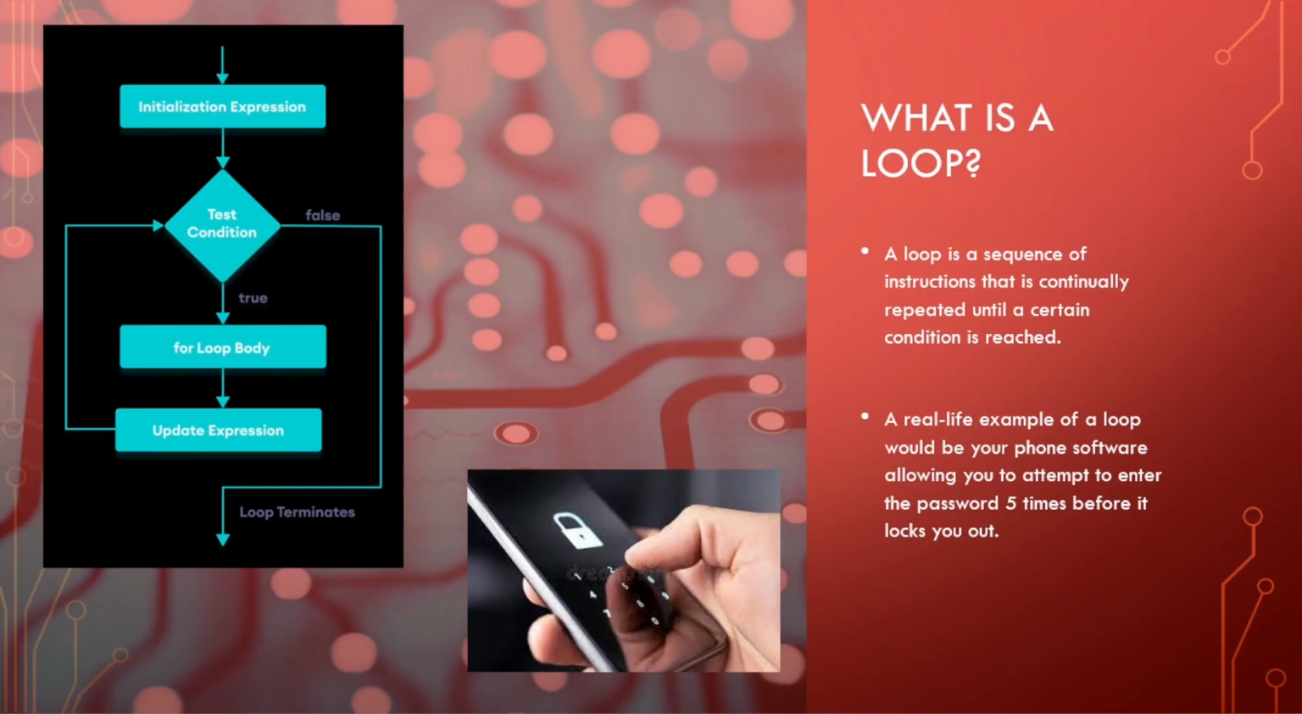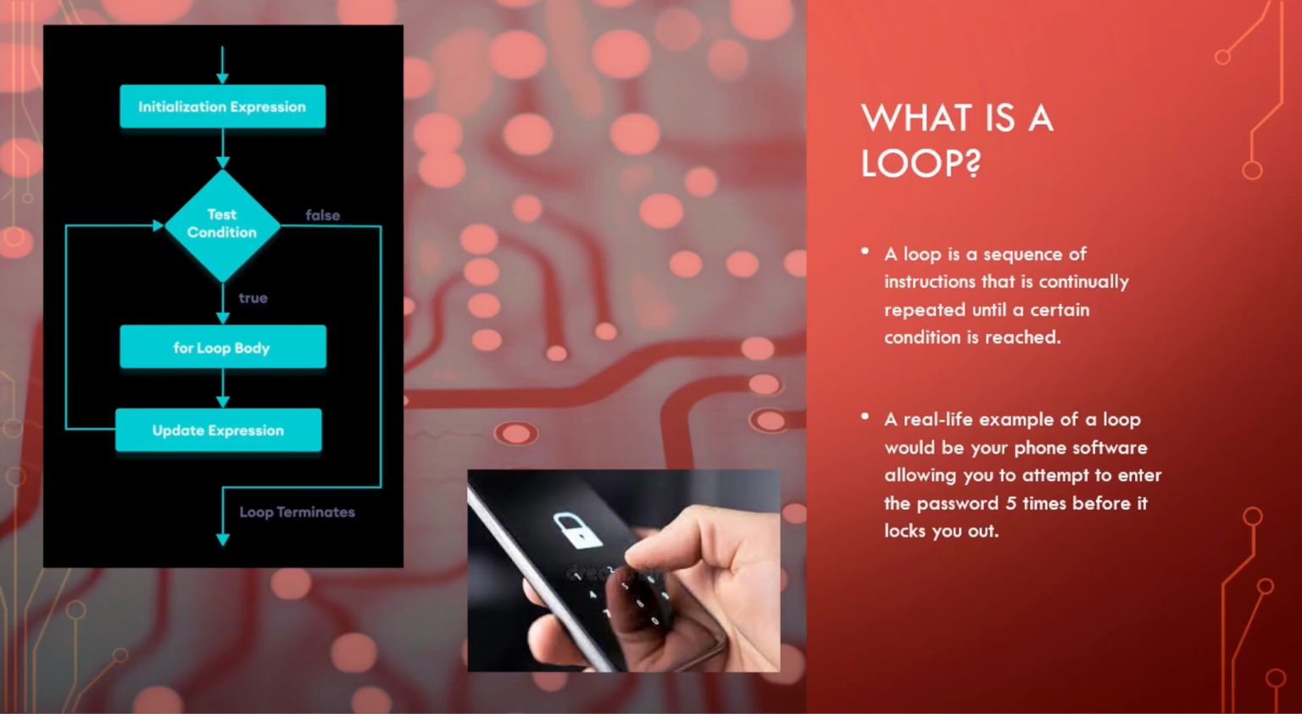So in simple terms, a loop is a group of statements or instructions which are repeated until we achieve a certain point. A common real life example would be when trying to unlock your phone. The phone software allows you to attempt 5 times before it locks itself.